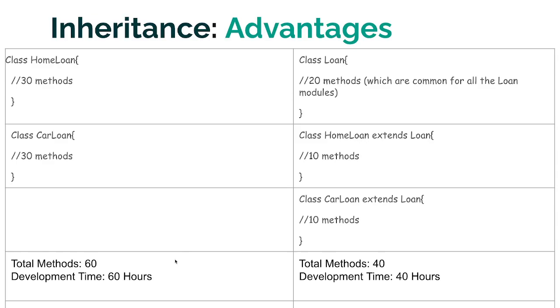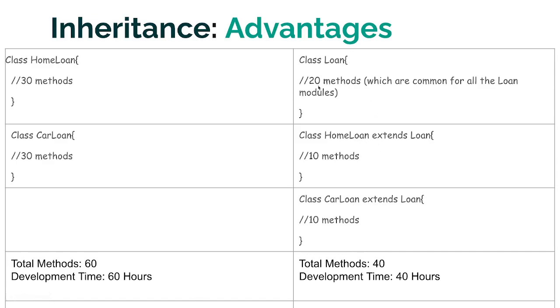So let's see some benefits or advantages. Assume there are two classes, the class home loan, which has 30 methods, and another class called car loan, which also has 30 methods. So the total number of methods between the two classes is 60, and assume that the developer needs 60 hours to develop these two classes with these 60 methods.